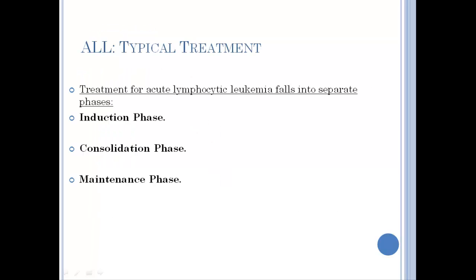The aim of treatment is to destroy the leukemic clone of cells without destroying the residual normal stem cells. The treatment for acute lymphoblastic leukemia falls into three separate phases. Induction phase, and in this phase, bulk of tumor is destroyed by combination chemotherapy. The patient goes through periods of marrow hypoplasia requiring intensive supportive therapy.